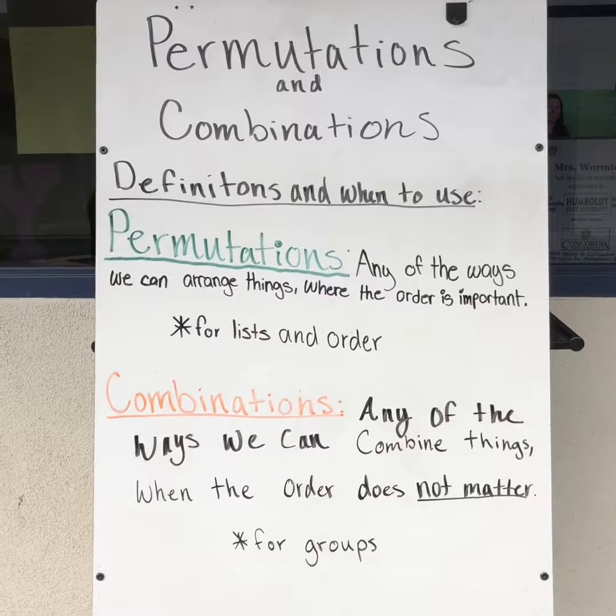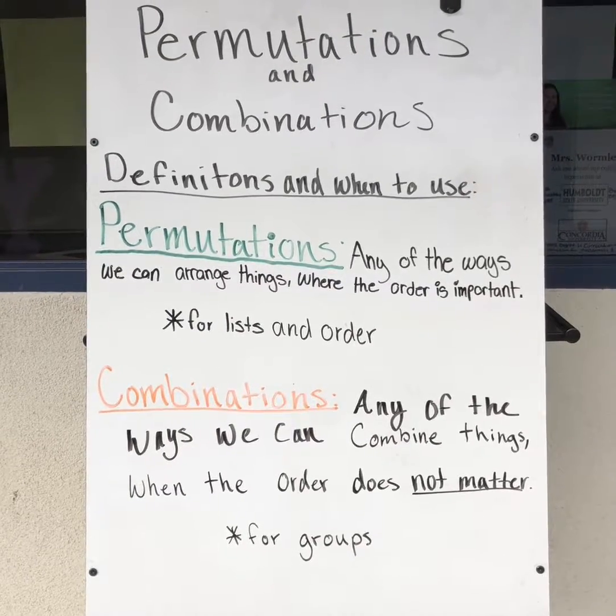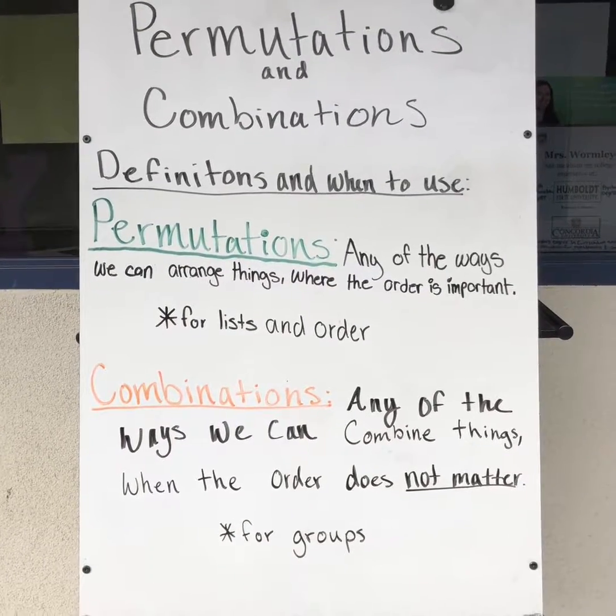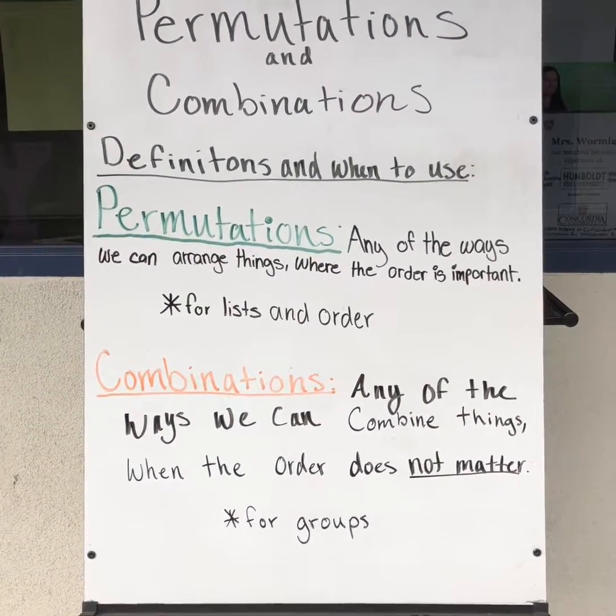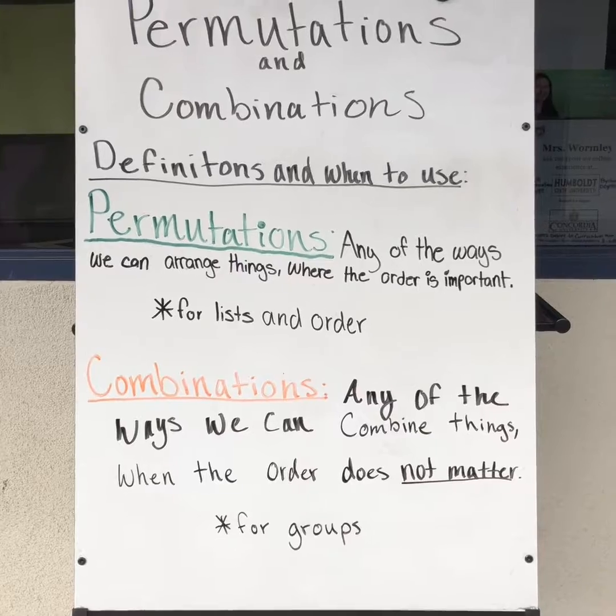Definitions and when to use. Permutations: any of the ways we can arrange things where the order is important, for lists and order. Combinations: any of the ways we can combine things when the order does not matter, for groups.